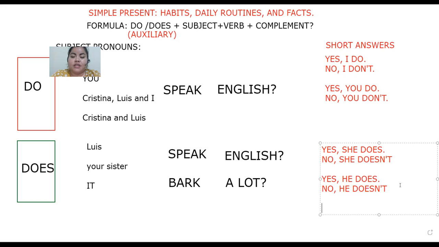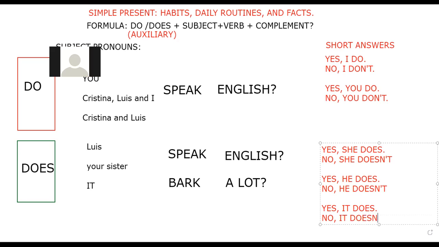And what do you think is the answer with it, Cristina? Yes, it does. Negative? No, it doesn't. Repeat. Doesn't. No, it doesn't. Very good.